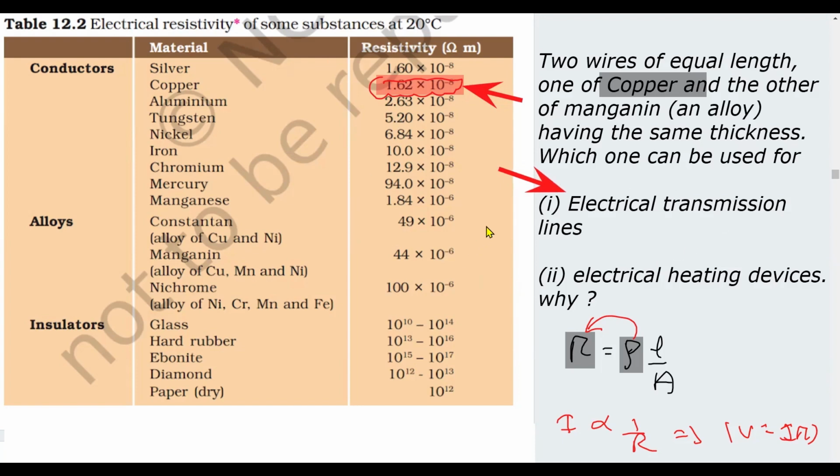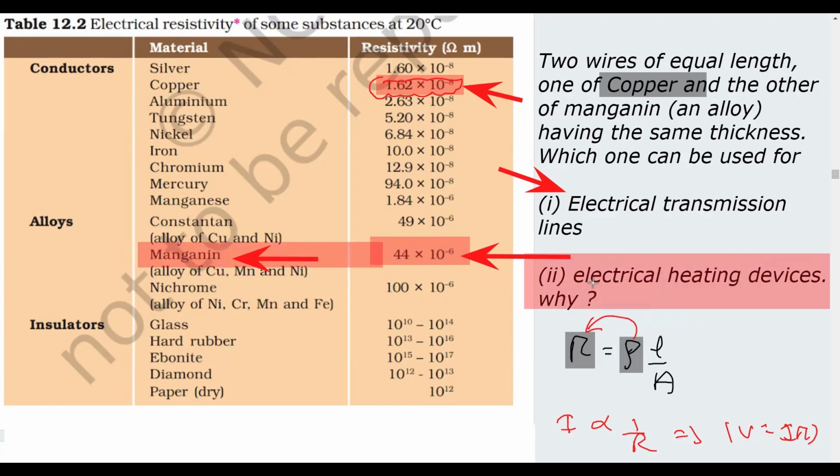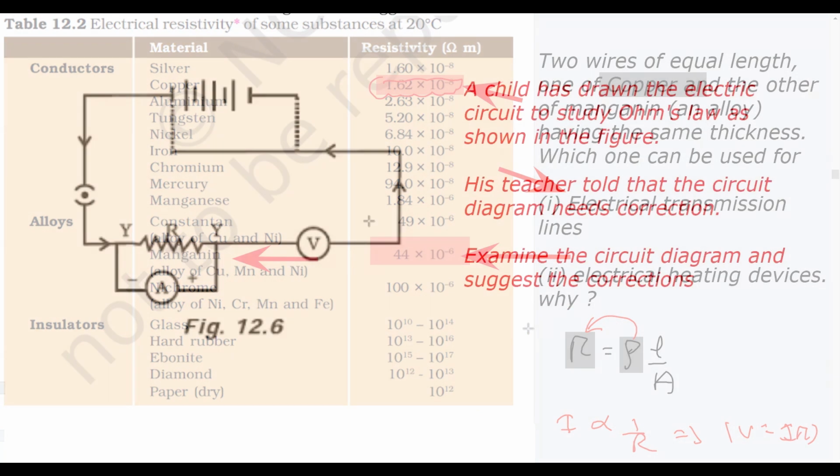And manganese has a higher resistivity than that of the metal from which it is made, and therefore this wire should be used for heating devices. An additional point you can add is that this is an alloy, and an alloy does not oxidize at high temperature, and that's why it is used for electrical heating devices. Too many arrows, but I think you got it.